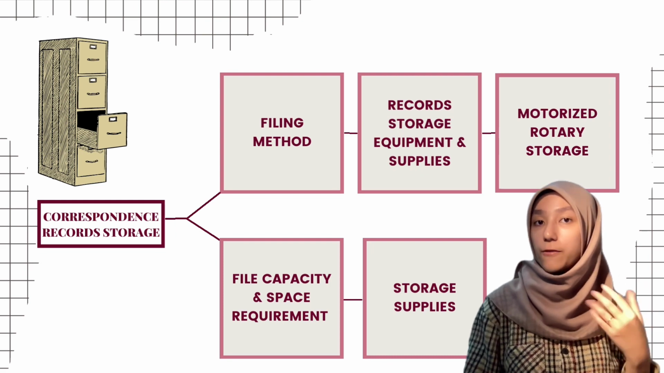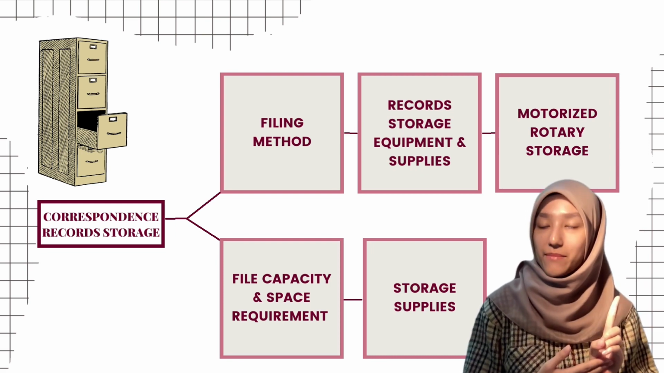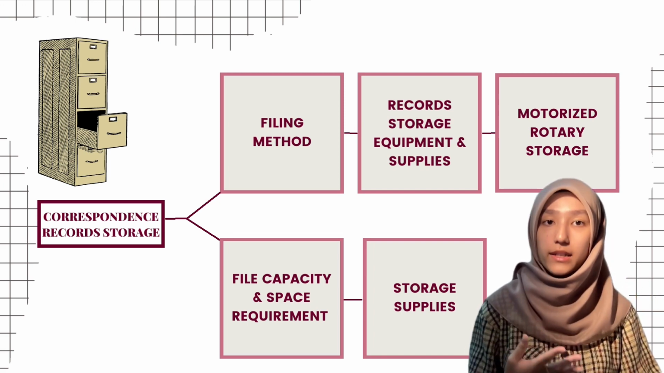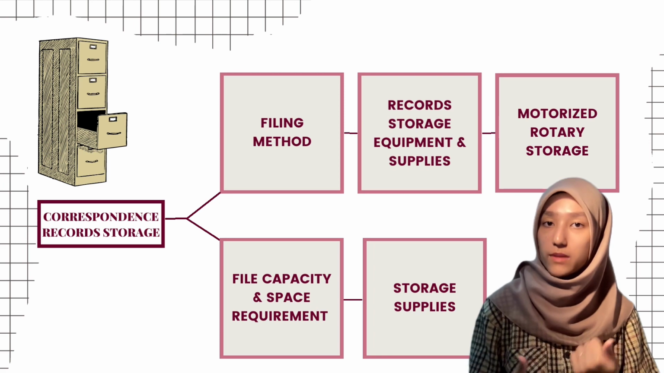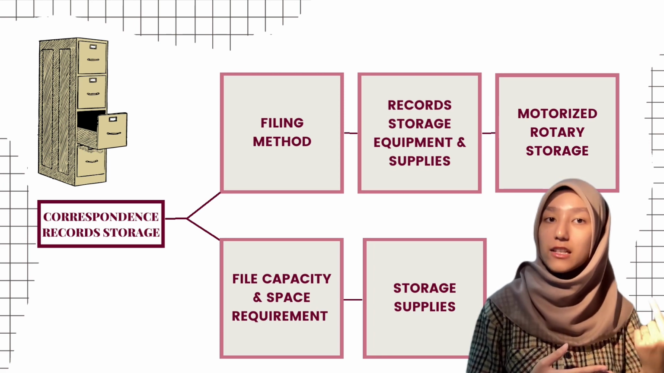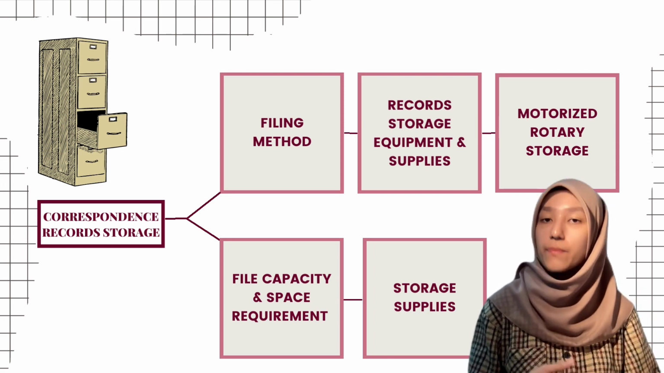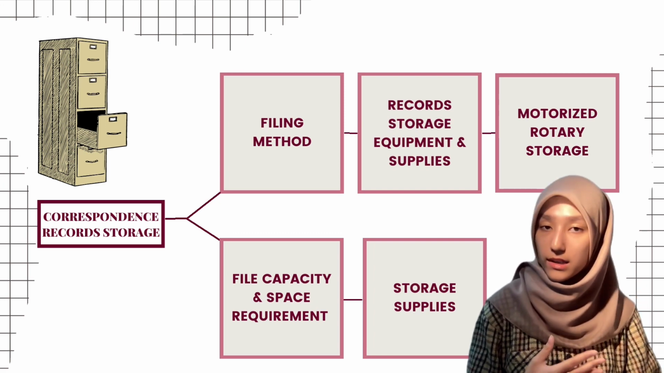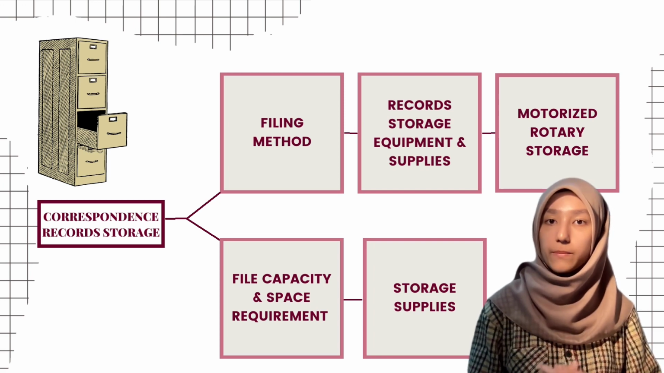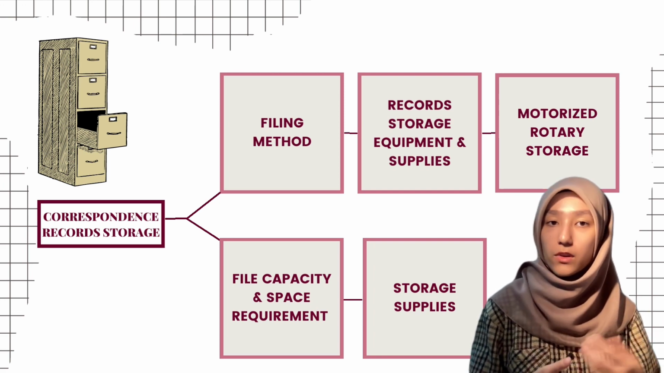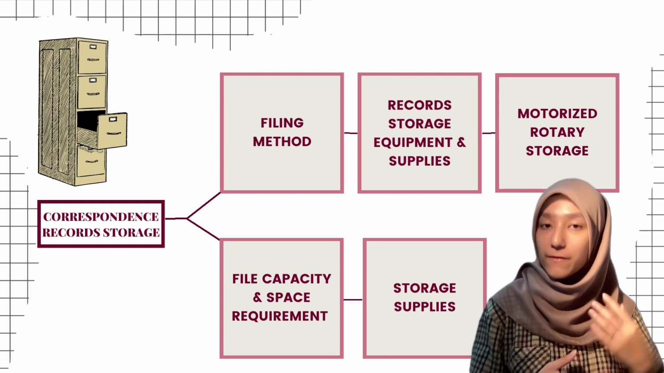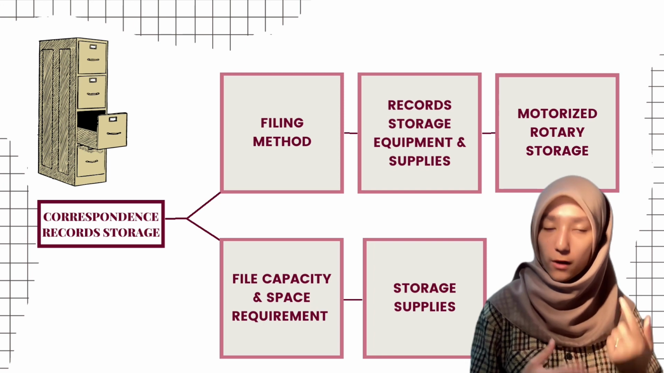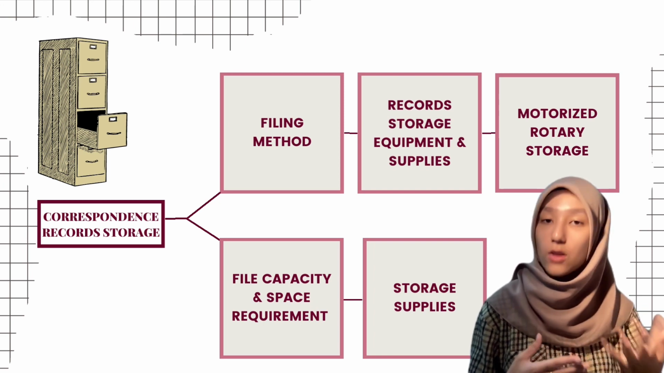There are 5 stages of correspondence record storage, filing method, record storage equipment and supplies. It has 4 types: storage equipment, file capacity and space requirements, storage supplies, and selection of storage equipment and supplies. Motorized mobile storage is a unit that rotates shelves around a central hub to bring the files to the operator. Fourth, file capacity and space requirements is to protect from fire as a safety consideration. Lastly, storage supplies include guides, folders, out indicators, labels, and sorters.